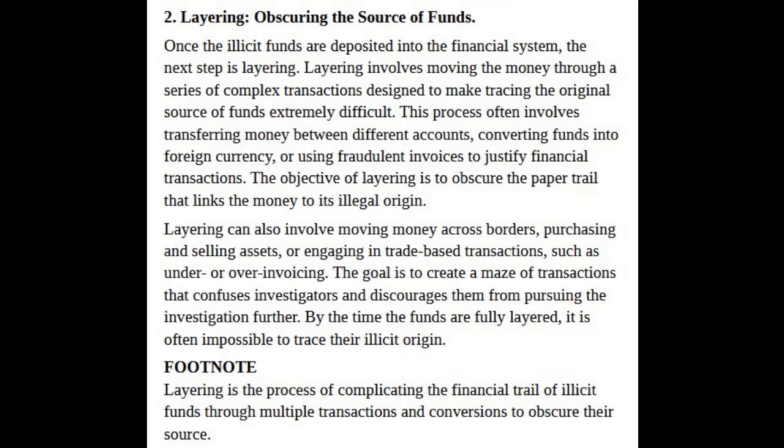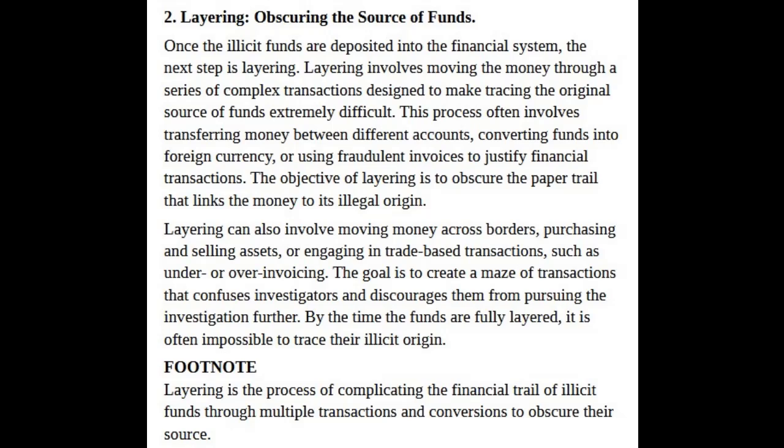2. Layering, obscuring the source of funds. Once the illicit funds are deposited into the financial system, the next step is layering. Layering involves moving the money through a series of complex transactions designed to make tracing the original source of funds extremely difficult. This process often involves transferring money between different accounts, converting funds into foreign currency, or using fraudulent invoices to justify financial transactions.